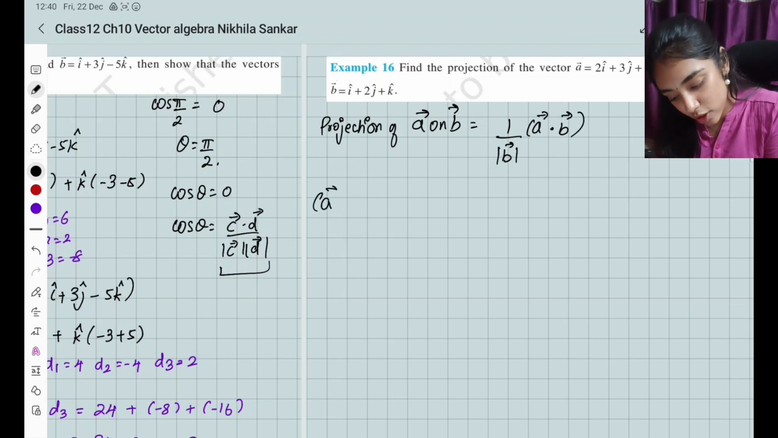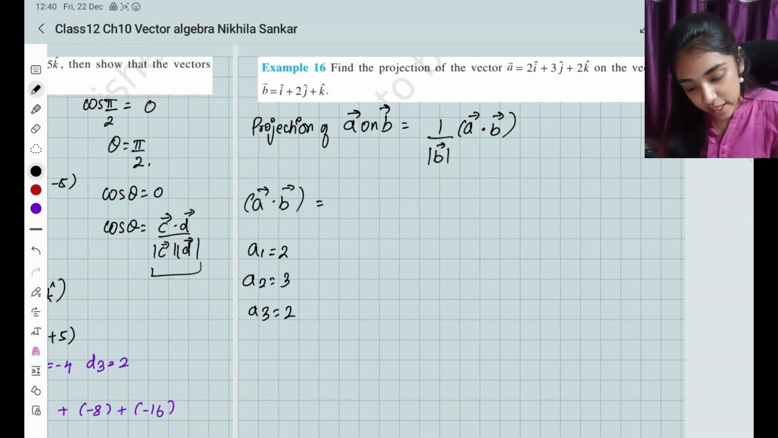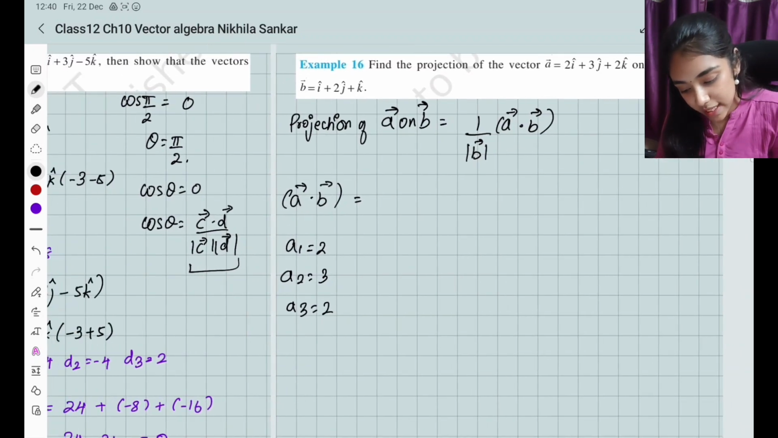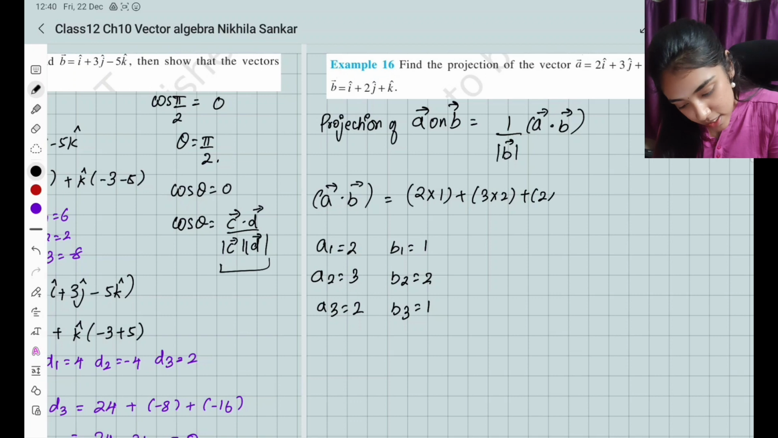So first A dot B கண்டுபிடிக்கலாமா? So A dot B is going to be, I have A1, A2, A3 என்னன்னு எழுதுவோம். So A1 is 2, A2 is 3, A3 is 2. Okay, can you see A1 is 2, A2 is 3 and A3 is 2. And B1 is 1, B2 is 2 and B3 is going to be 1. So A dot B is going to be 2 into 1 plus 3 into 2 plus 2 into 1, which is going to be 2 plus 6 plus 2, which is going to be 10.